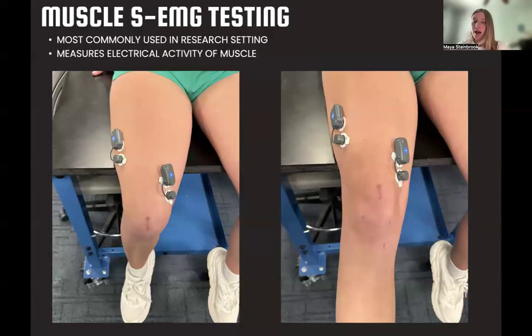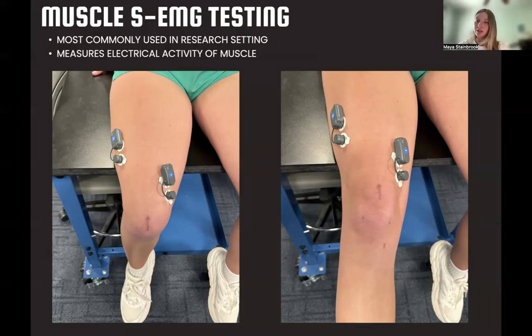So these are muscle EMGs. We put them on and they measure the electrical activity of the muscle. So you can see in this picture on the left, we have them on the VMO and the VL, which are the two major muscles in the quad. And then this you can see is just a relaxed picture. When I flex my quadriceps group, we can really see that definition of the VMO and the VL, just so that you know where to place it.